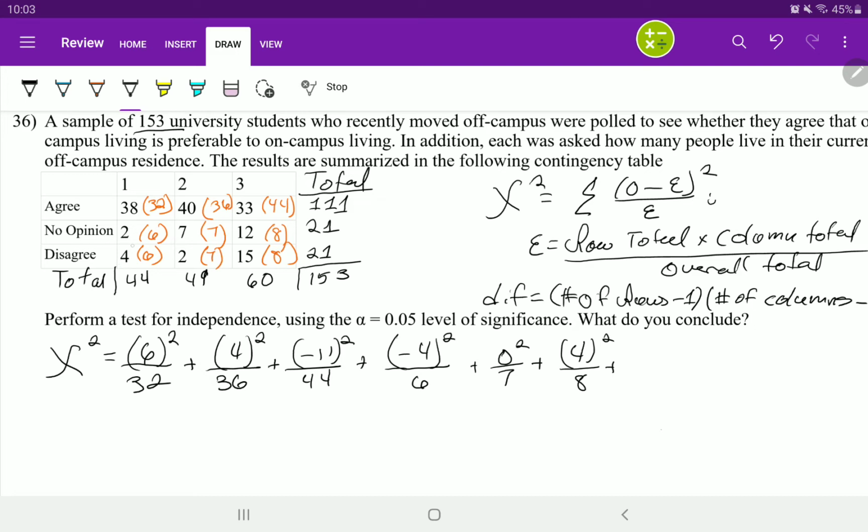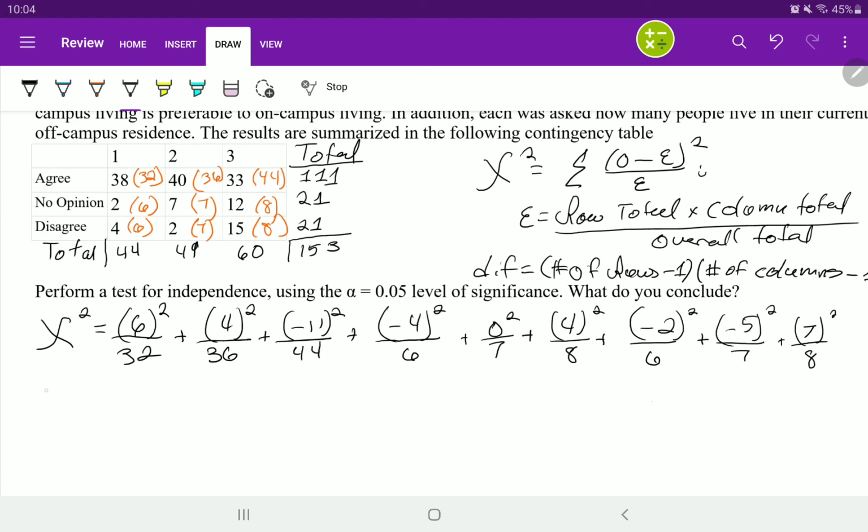For disagree in 1, it is 4 minus 6, which is negative 2. Negative 2 squared over 6. We're going to have 2 minus 7, which is negative 5. Negative 5 squared is going to be divided by 7. Plus, we're going to have 15 minus 8, which is 7. 7 squared divided by 8.